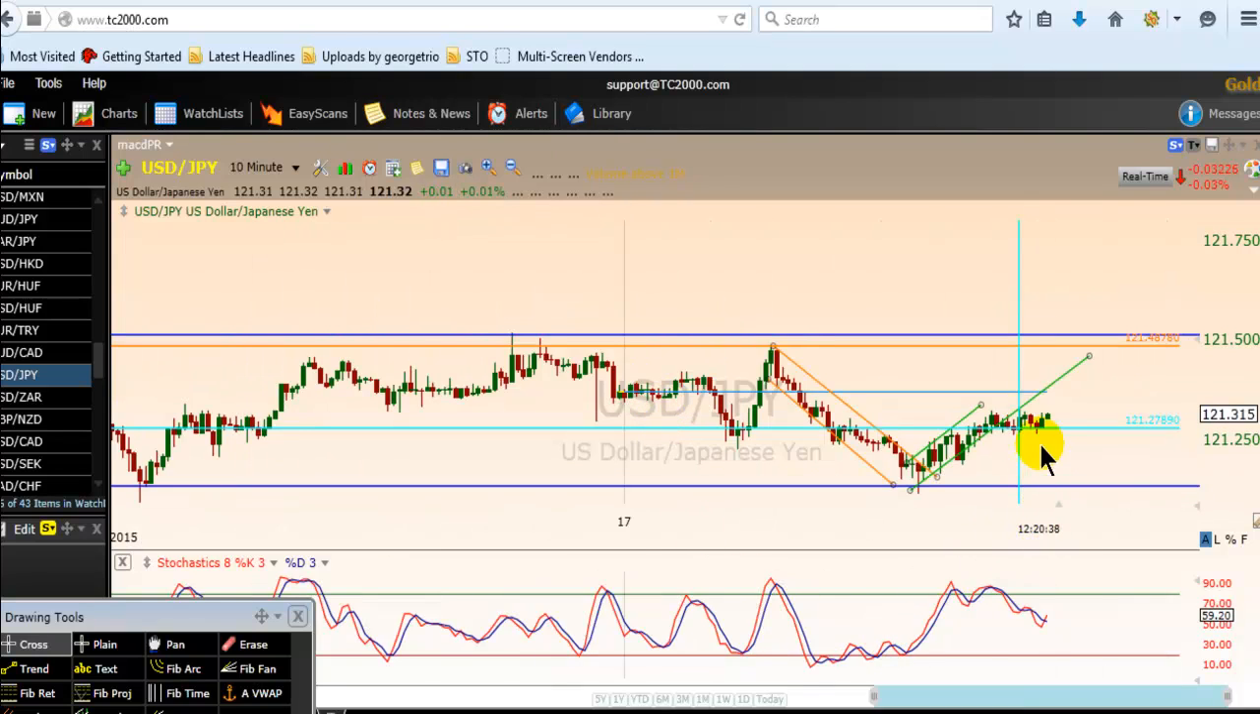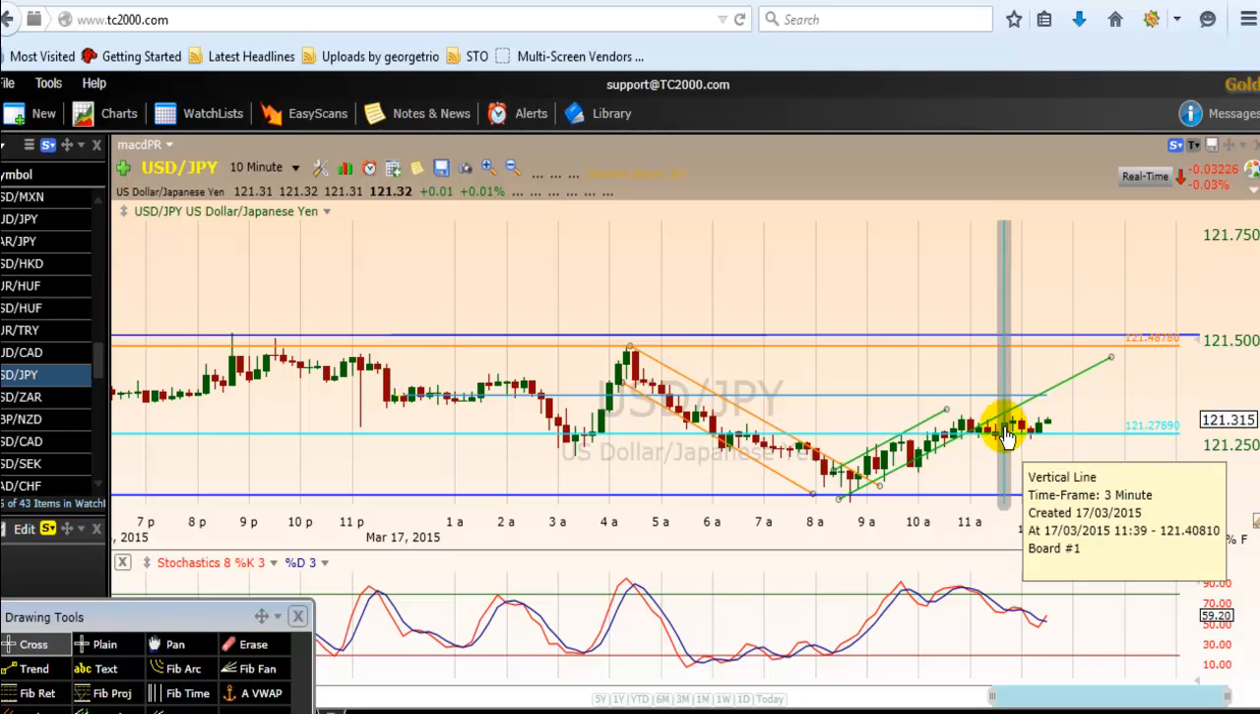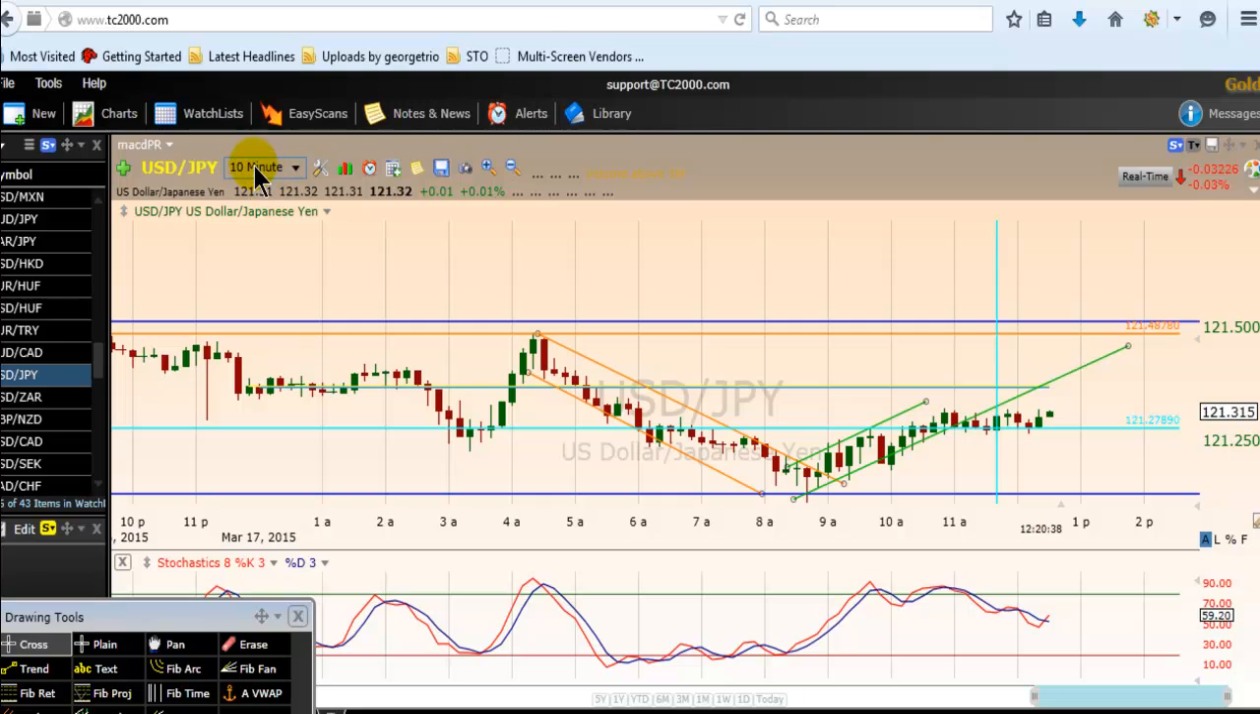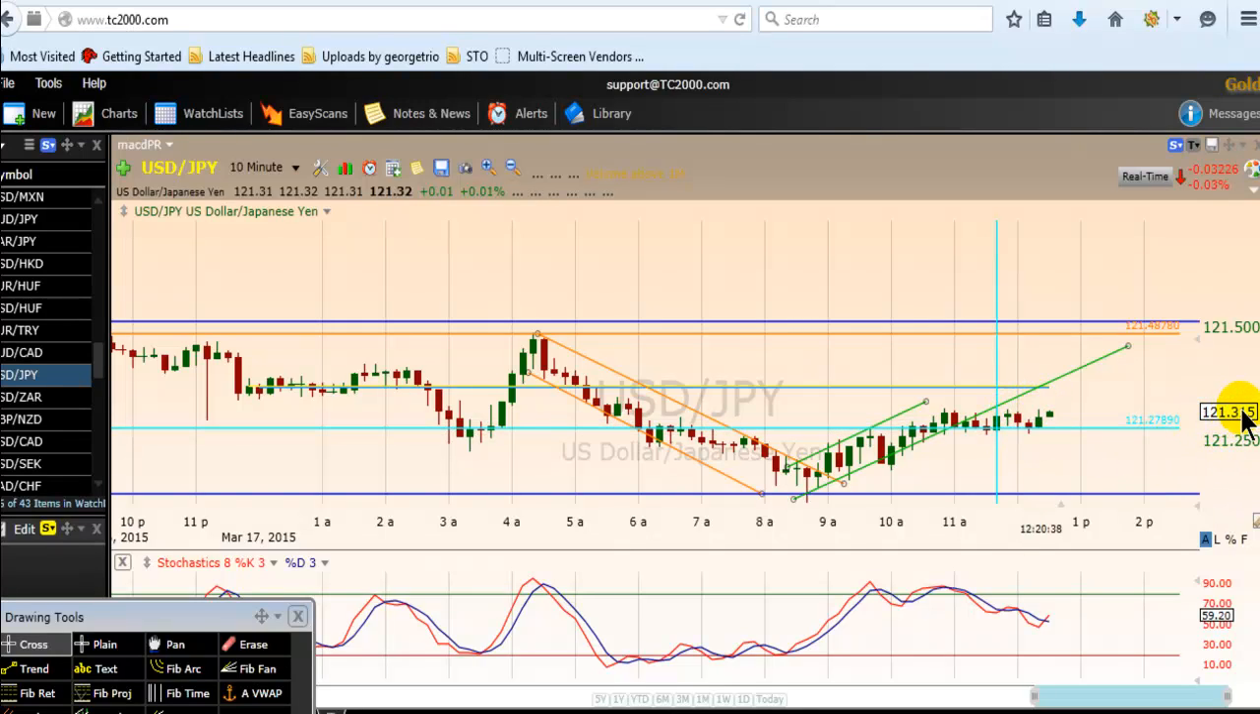Okay, traders, we paused the video here. I'm going to place my vertical line. You can see it here. And since then, you can see that price went down. We are now on the 10-minute chart, as I did before I paused the video. And I still have my green lines here. And now the price is just stacking here. The price is now 121.31. New York just closed, so I'm just going to leave it like this.